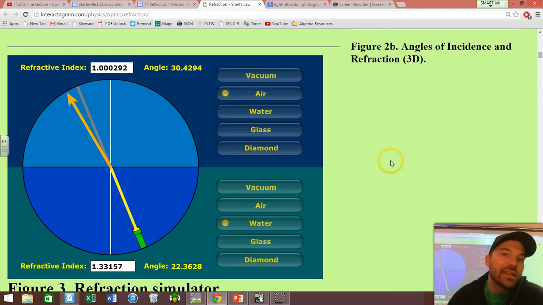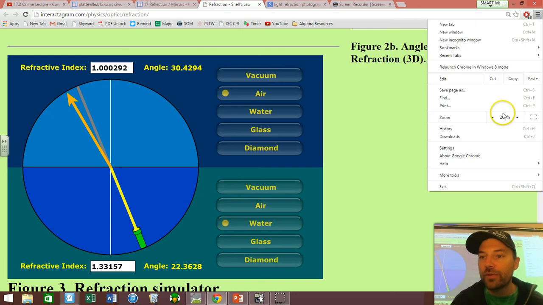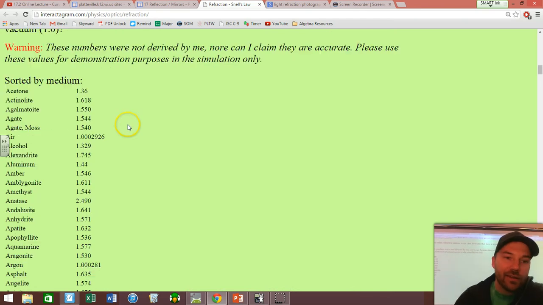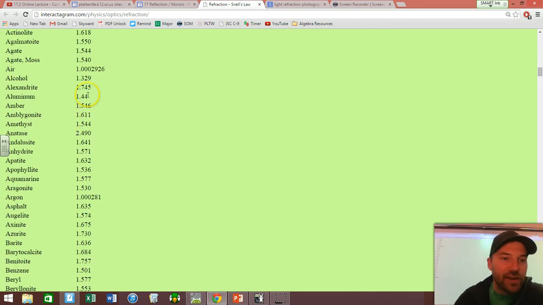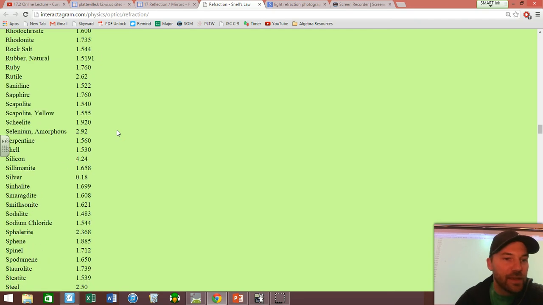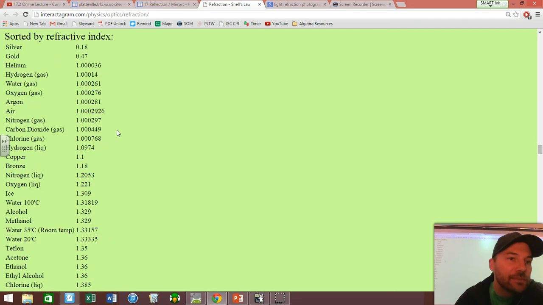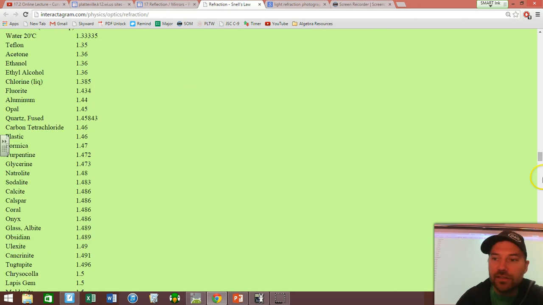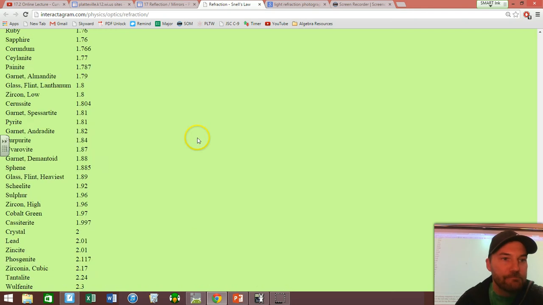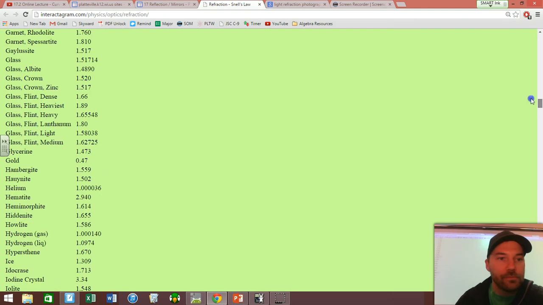Now, the index of refraction, there are numbers for all sorts of optical materials on this website. These are the numbers of index of refraction for just about anything you can think of. You just scroll down through here, and it gives you the optical density. So these are sorted by the least index to the most, down here, silicon.